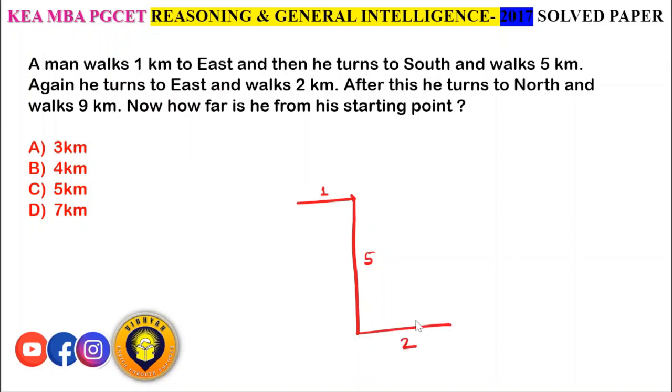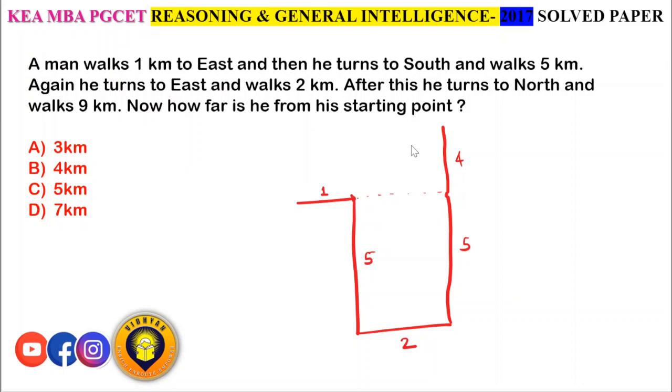After this, he turns to north and walks 9 kilometers. 9 kilometers means, so here it is 5 up to this, then again plus 4, total 9 kilometers. So this is 5 up to here, and this is 4. 5 plus 4, total 9 kilometers.